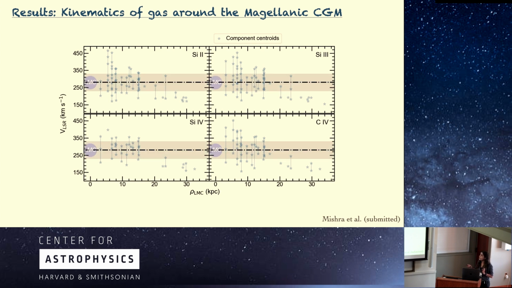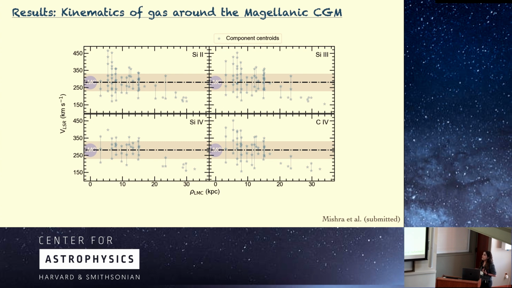And next, we wanted to explore how this gas is distributed around the systemic velocity of the LMC, which is 280 km per second, shown by the horizontal dashed black line. We also plot plus or minus 50 km per second around this velocity.